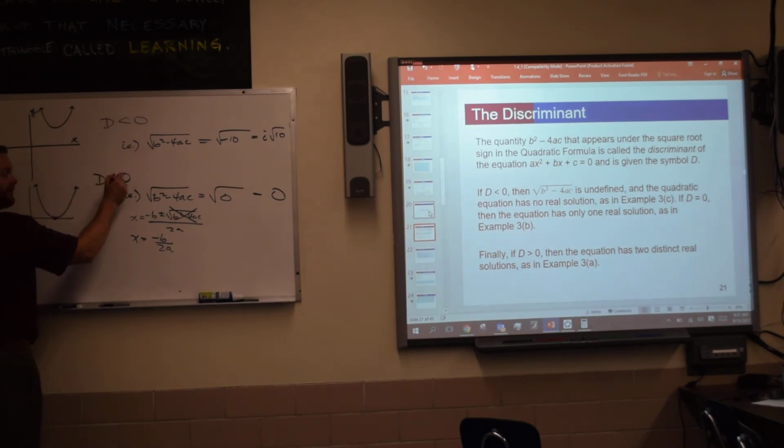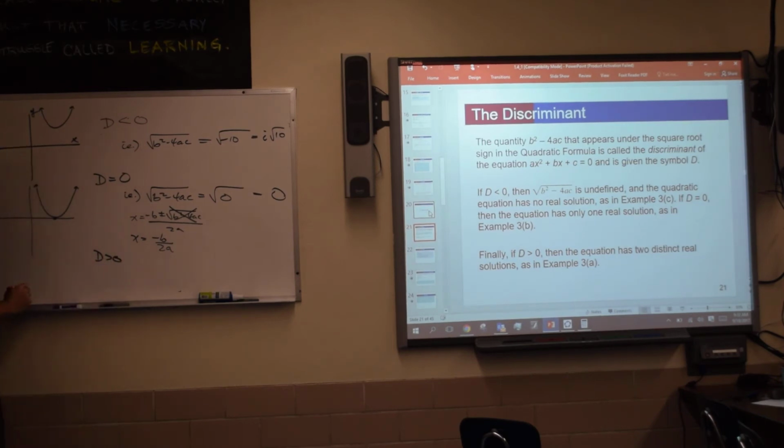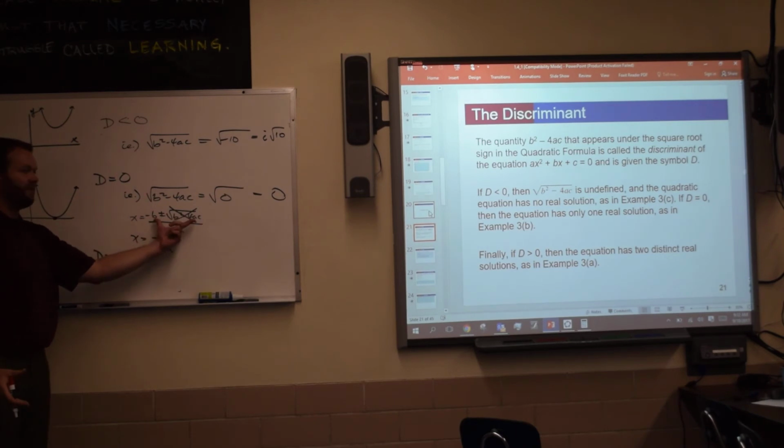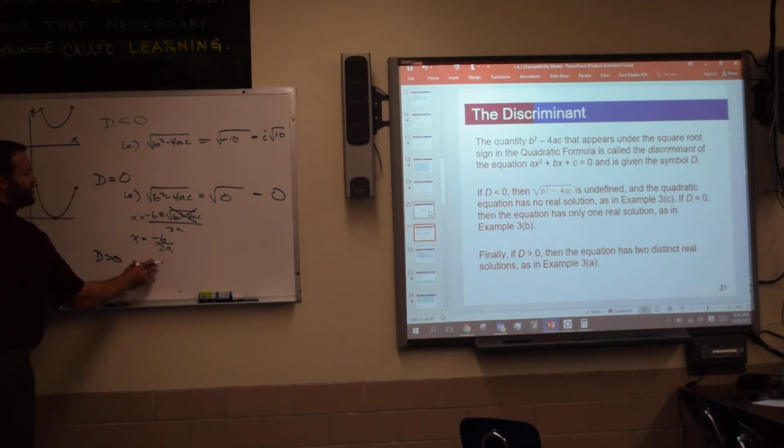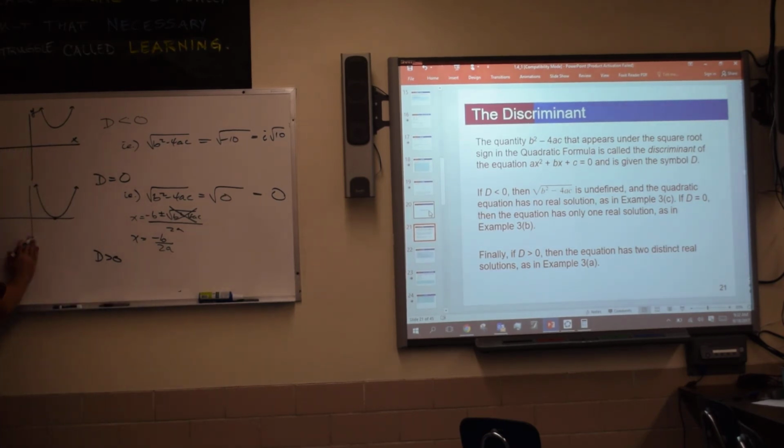Okay? So now we talked about negative numbers. We talked about 0. So now D has to be what? Greater than 0. And that's when you're going to get every component of this. Well, b could still be 0, but you'll get a plus or minus solution. Does that make sense? So you'll have multiple solutions here. And the picture for that looks something like this. Or it could look something like that.